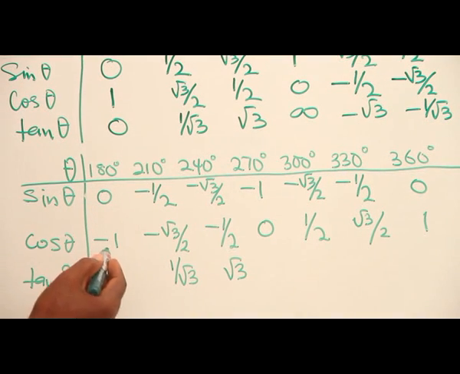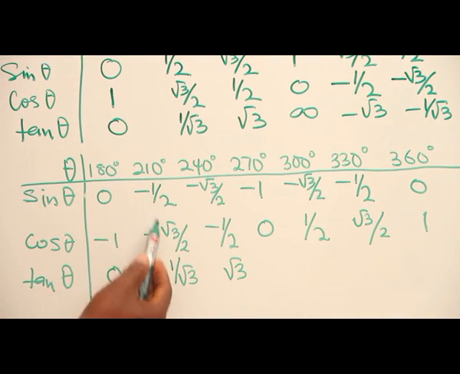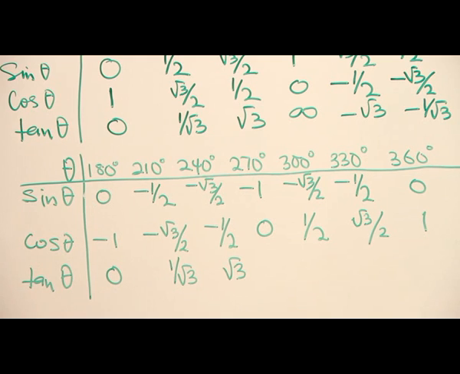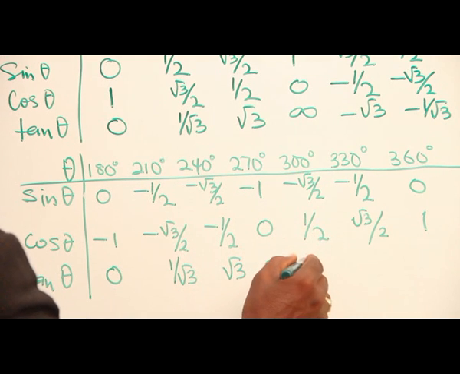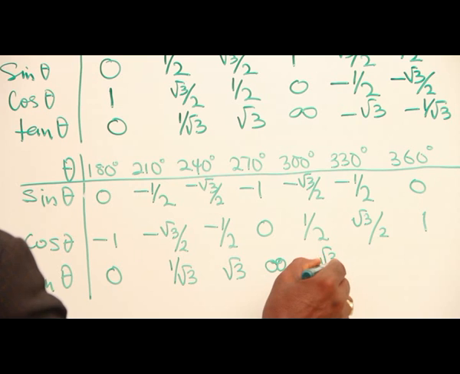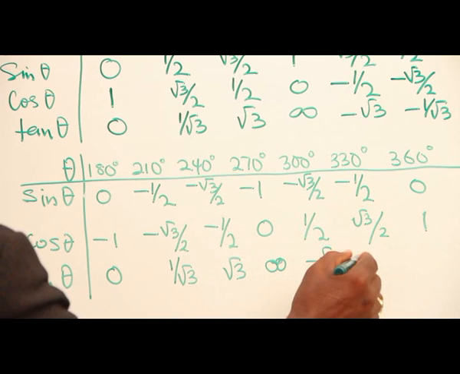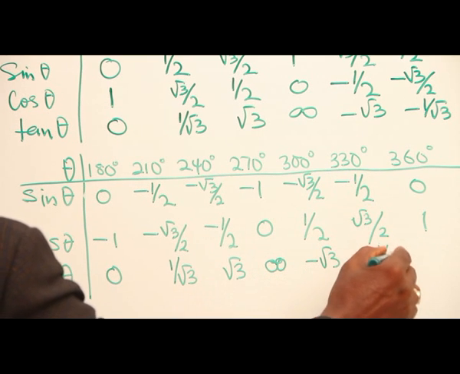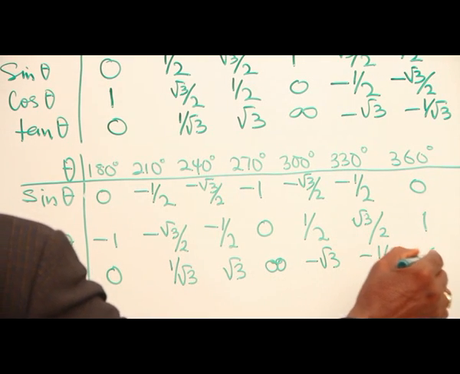So when you divide this by this, you have 0. Divide this by this, you have 1 over root 3. Divide this by this, you have root 3. And when you divide minus 1 by 0, you will have infinity or undefined. Then we will have to also divide this, we have minus root 3. We divide this, you have minus 1 all over root 3. And dividing this, you have 0.